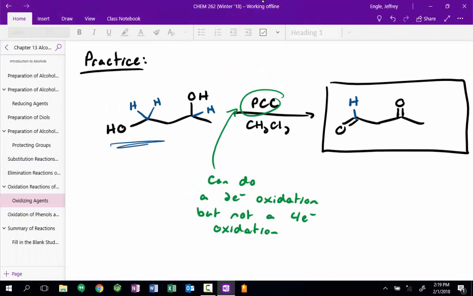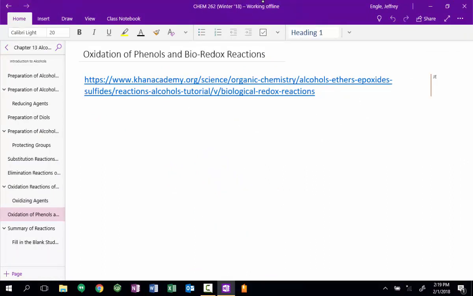All right, so let's take a look at one last thing. The textbook has a whole section on oxidation of phenols and bioredox reactions. I'm going to essentially scrap that from our lecture material because I feel like it doesn't contribute that much. It's related to biochemistry, so if you do plan on taking biochem, I would recommend reading through it, but it doesn't help us a lot in terms of what we need to know for synthesis. So you're welcome to read through that section or watch the Khan Academy video.